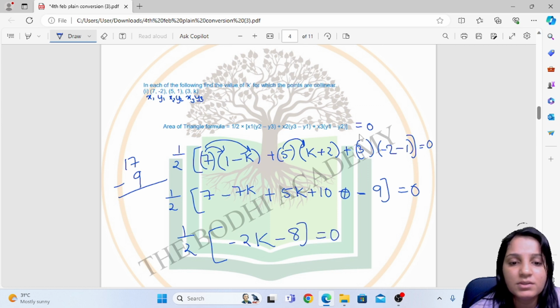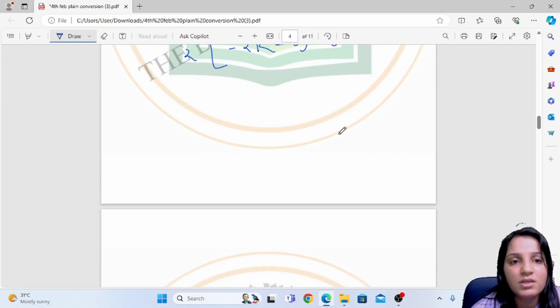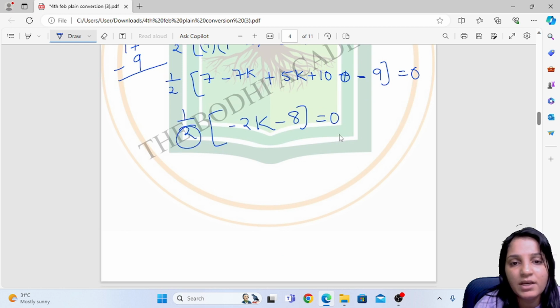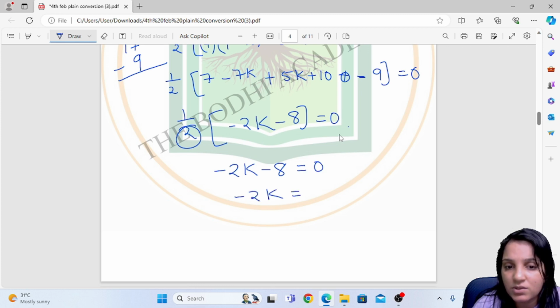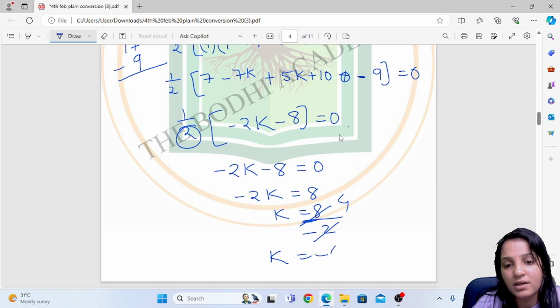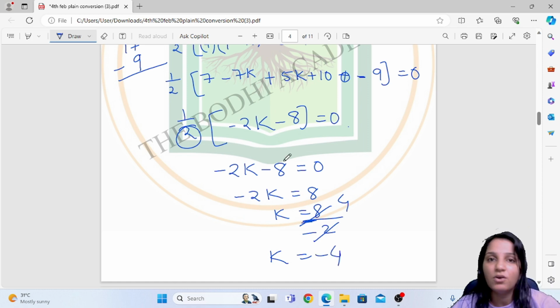equal to 0. Now this half, this 2 if we take here, it will become minus 2k plus 8 equal to 0. Minus 2k is equal to minus 8. k is equal to 8 upon 2. k is equal to 4. 2 4s are 8. Now we got the value of k.